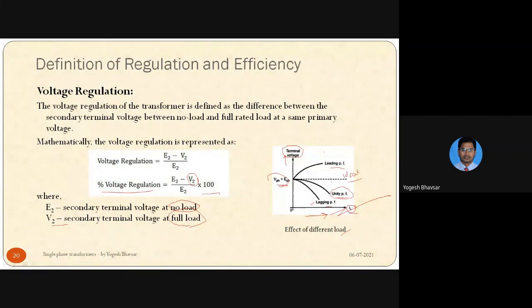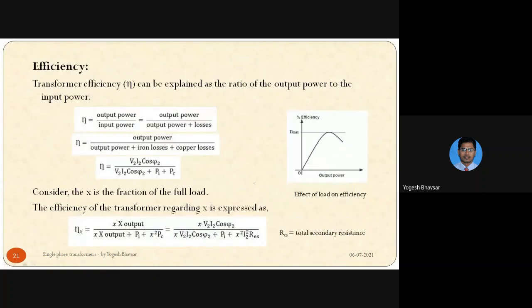But practically we have leading, unity power factor or lagging load, right? So there will be a different effect on the secondary voltage. Okay, so this is the effect of different loads on the voltage of the transformer. We can observe it by this curve. So I hope you understood this topic. If you have any question, you can ask.